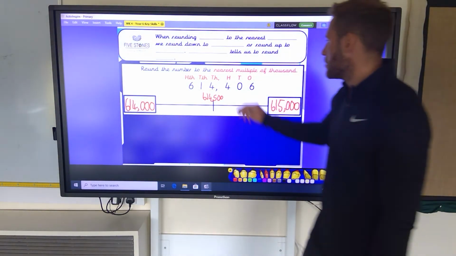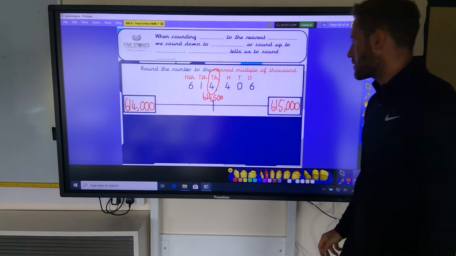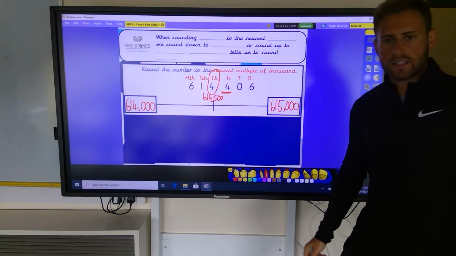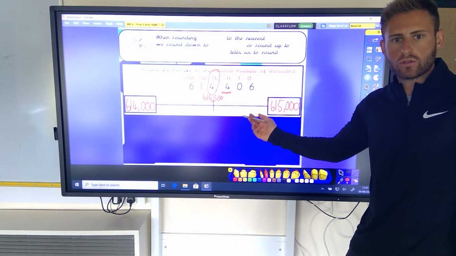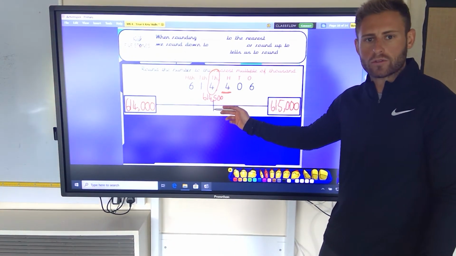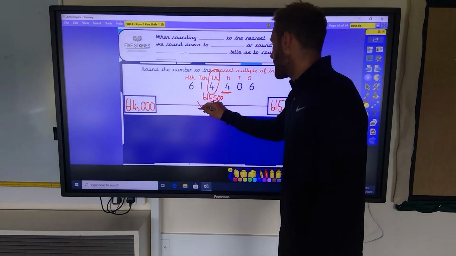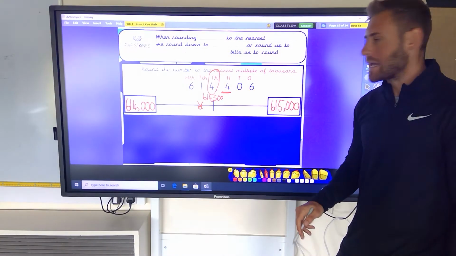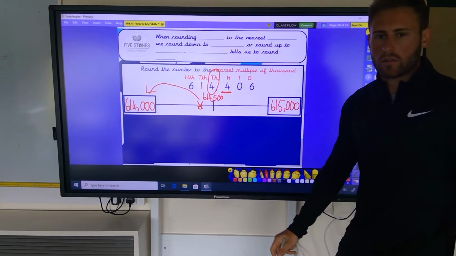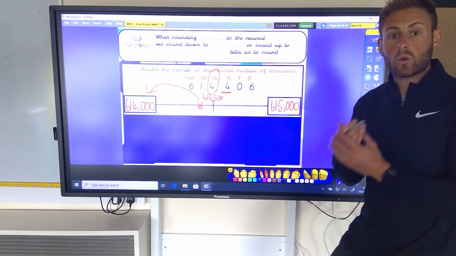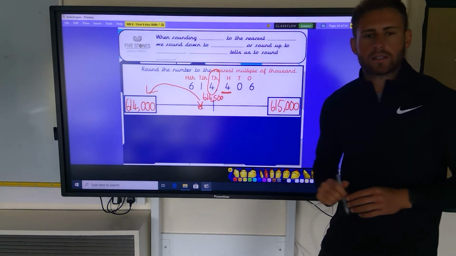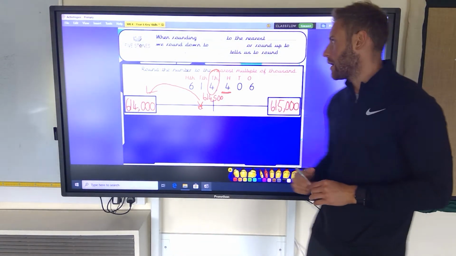Okay, so we currently know we're at 614,000. We know this number has 4 hundreds. We've got 5 hundreds there. So where will 4 hundreds place? It's going to place roughly here, meaning we are closest to 614,000, meaning we will round down. So that's why the 4 tells us we can round down.